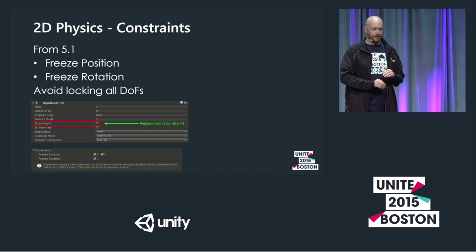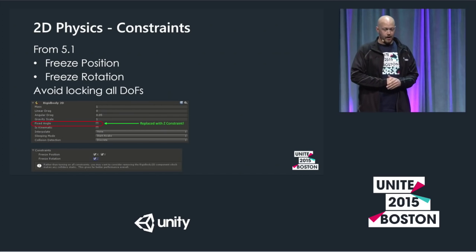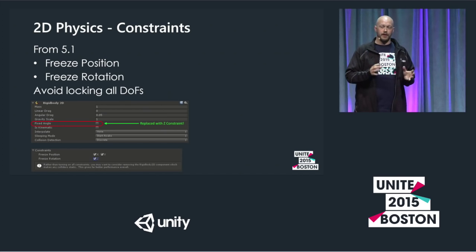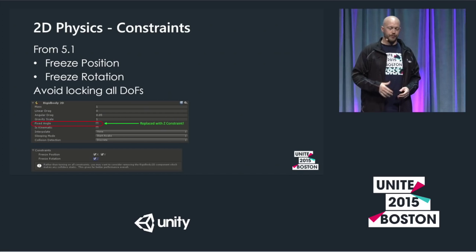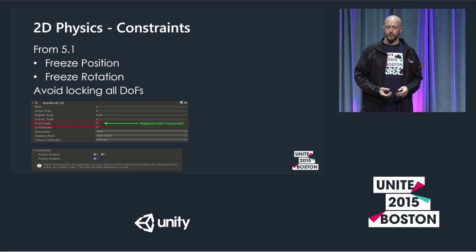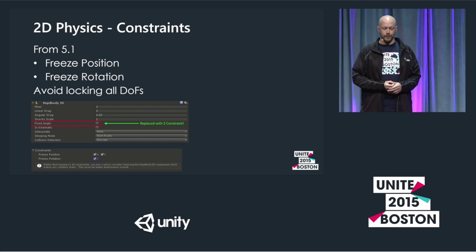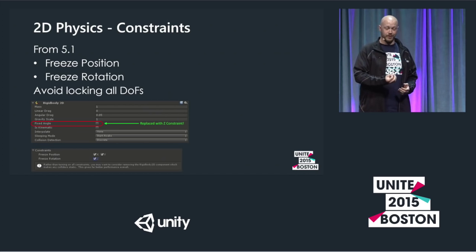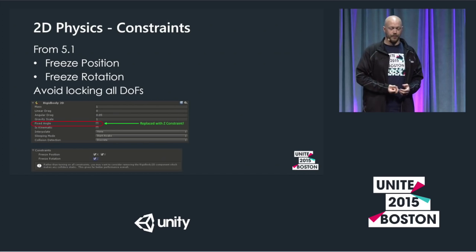Okay, 5.1. Similar to in 3D physics, where you can constrain the horizontal or the vertical movement of an object, you can also constrain the horizontal vertical movement of an object in 2D, and you can do the same for the rotation in 2D.